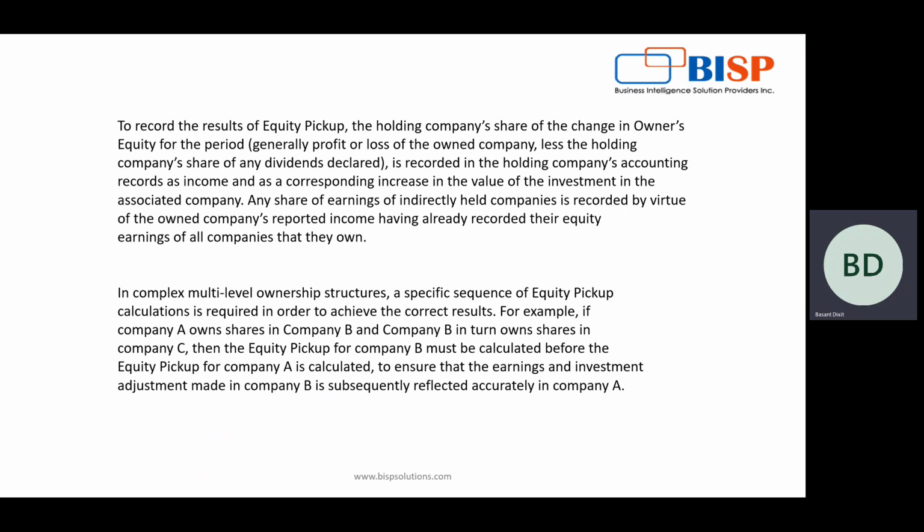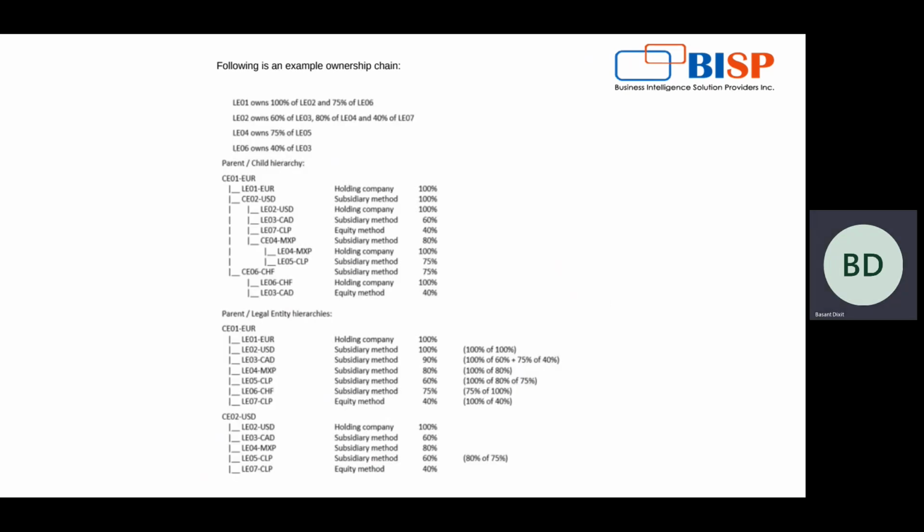Okay. In a complex multi-level ownership structure, a specific sequence of equity pickup calculation is required. So in multi-level ownership, like in chain holding, we have multiple subsidiaries, with direct ownership and indirect ownership also. For example, company A has a stake in B, and further B has a stake in C. In that case, first we have to calculate the amount for B, which is a holding company, and A is also the holding company of B and indirectly C. Then we do the calculation for A. So this is how we can make a hierarchy in our application, and this is how we manage the hierarchy for the equity pickup case to get the correct results.